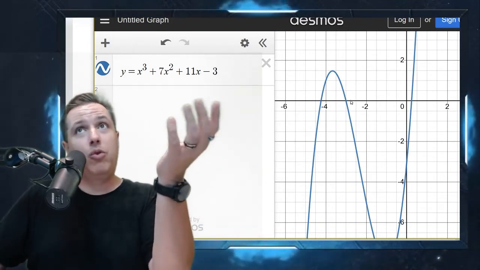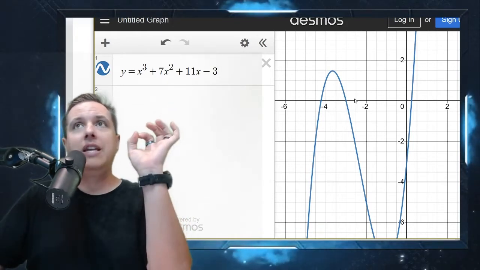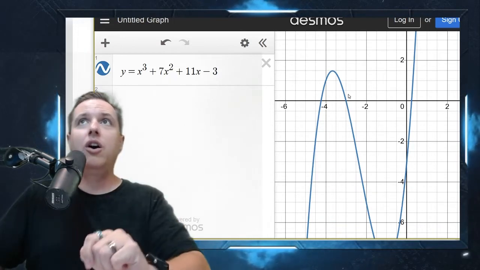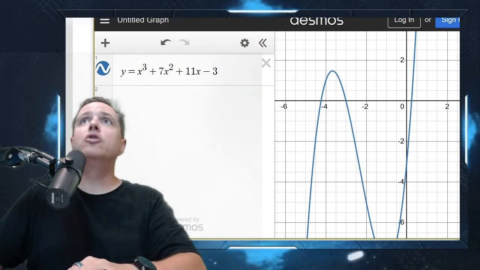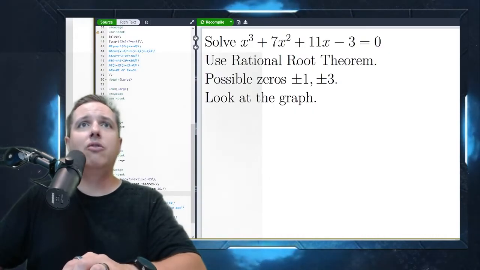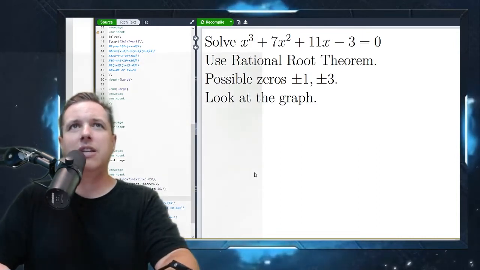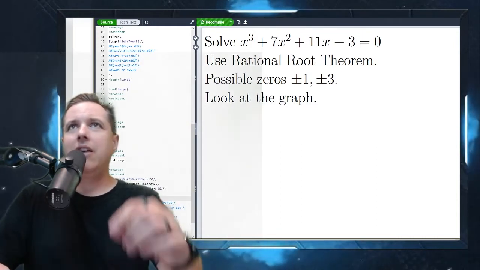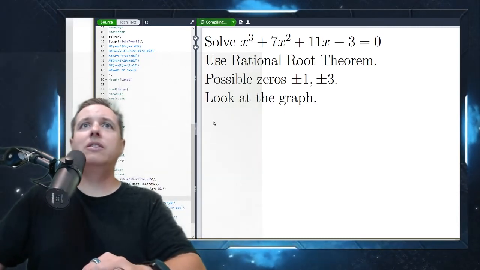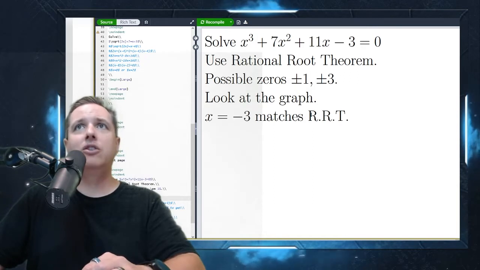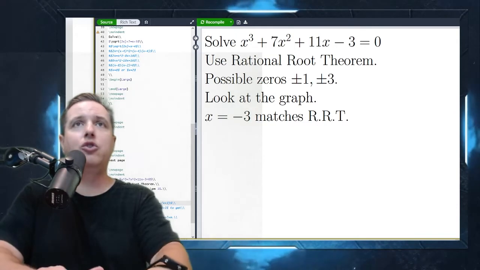So we suspect we're right, but there's a way that we can prove we're right, that -3 is in fact a zero of this polynomial, and it's by doing the division that we did before. So basically what we're going to do is we're going to come back over here and think about it for a second and go, okay, if x equals -3 is an x-intercept, how do I write that as a factor to the polynomial? So first we're just confirming that x equals -3 matches the rational root theorem, so that's good. That gives us the courage to go ahead and try it.